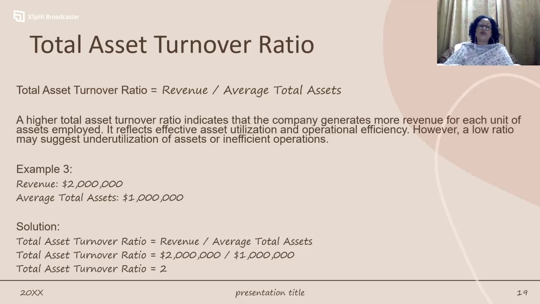So, for example, revenue is given as 20 lakh and your average total asset is given as 10 lakh. So, revenue by average total asset is 20 lakh divided by 10 lakh, it is 2.